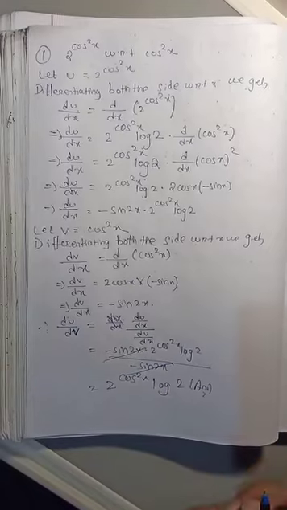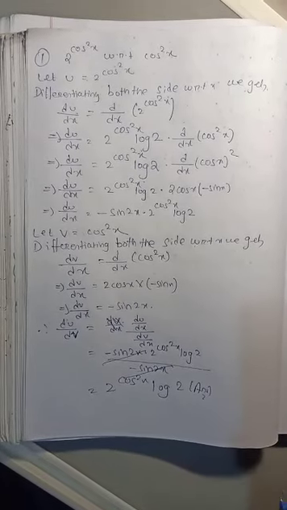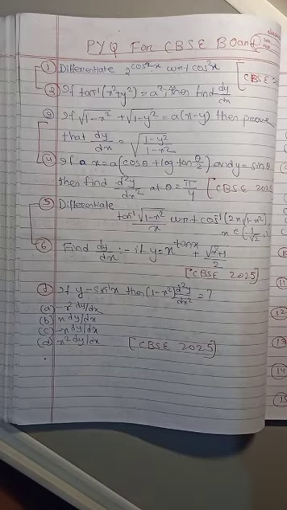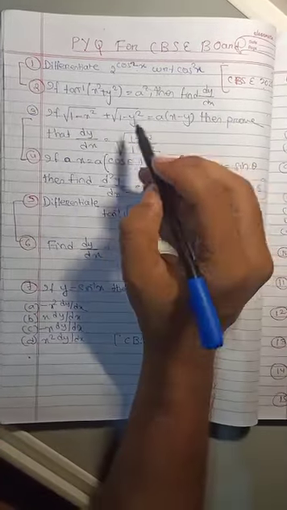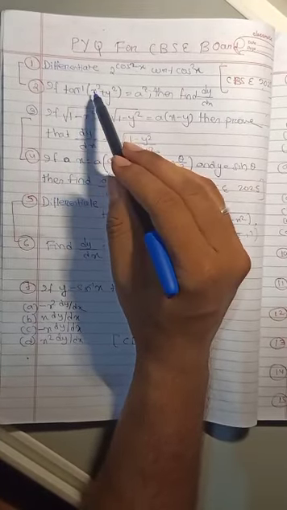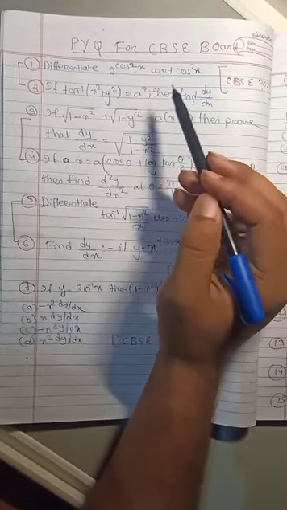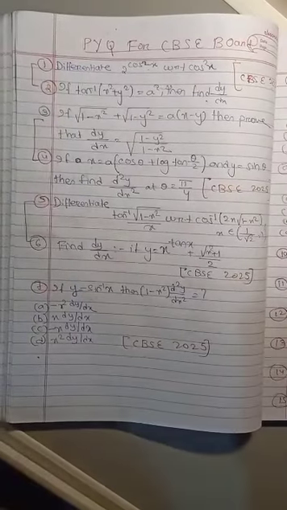Very easy question. This is with respect to another function, one function with respect to another function. Next is: if tan inverse of (x square plus y square) is equal to a square, then find dy by dx. Very easy question using chain rule. You can do everything. Let's see.